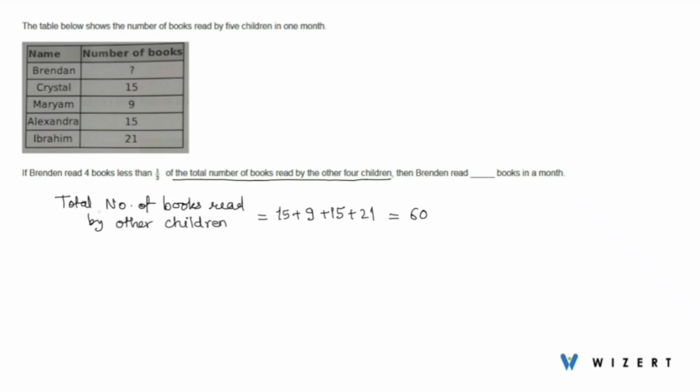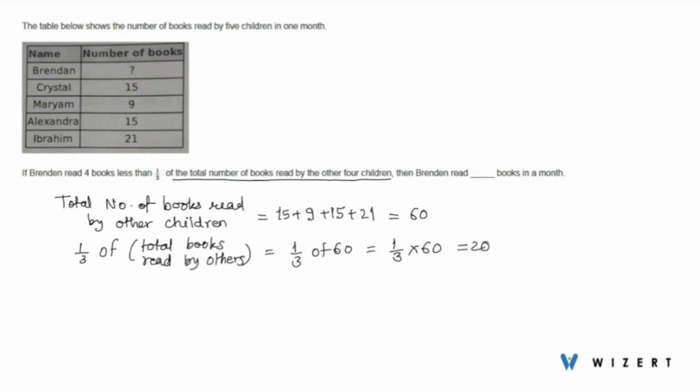Now it is said that Brendan read 4 books less than one third of the total number of books read by other 4 children. So let's see, one third of total books read by others is equal to one third of 60, which is equal to 1 by 3 multiplied by 60, which is equal to 20.